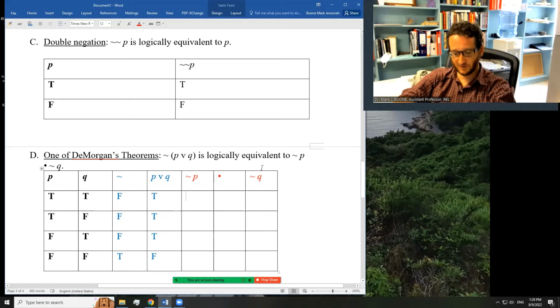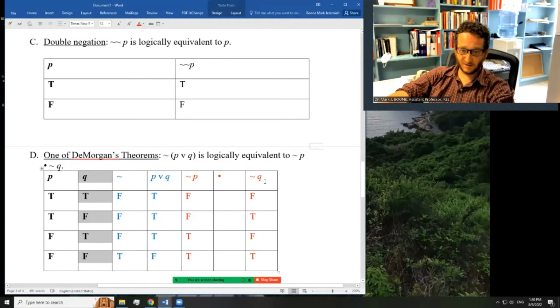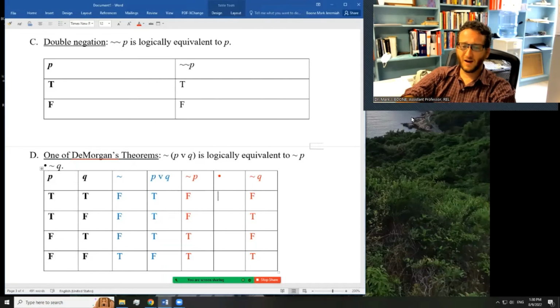Now, tilde P is going to be false when P is true. Tilde Q is going to be false when Q is true, and true when Q is false. Well, this doesn't feel right. Hang on. Okay, tilde Q, TFT, FFT, FT. Good, good. These columns look right. Now, these columns, do they look right? FFT, TT, FF, they look right. Now, the dot. False, false, false, and true.